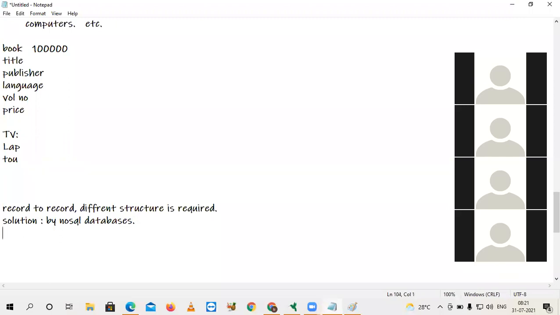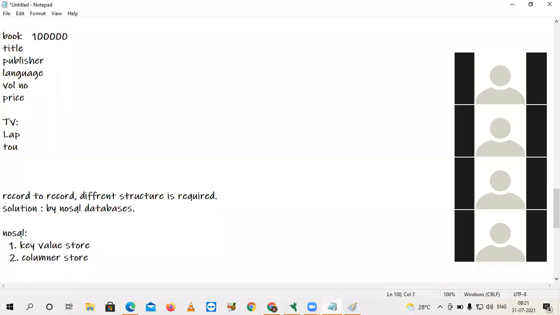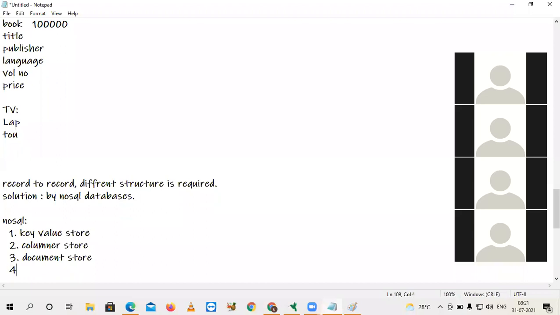If you talk about NoSQL databases, there are different varieties: number one, key value store. Number two, columnar store. Number three, document store. Number four, graph store. So in Azure, you have a NoSQL database under the category document store. The product is Azure Cosmos DB. This is similar to MongoDB. You can compare it with MongoDB.